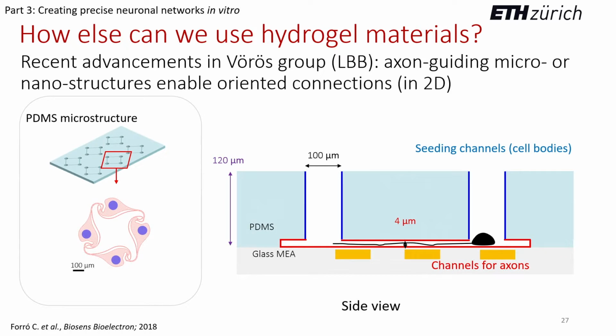So the lab that I'm doing my postdoc in recently described these PDMS microstructures, and you can pattern and design the PDMS in a way that you have seeding wells, which are open from top to bottom, and you can either put cells or spheroids inside. And then you have these small channels underneath, which are just thin enough to let an axon grow through. And this platform is also compatible to be put on top of a multi-electrode array, so you can record from cells throughout the studies.